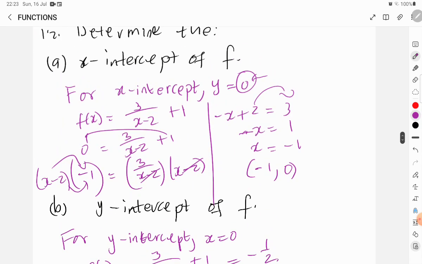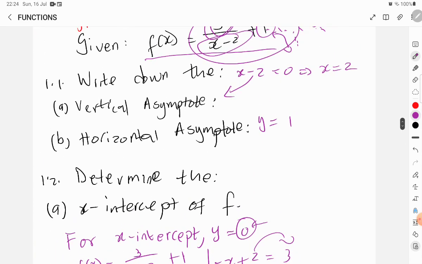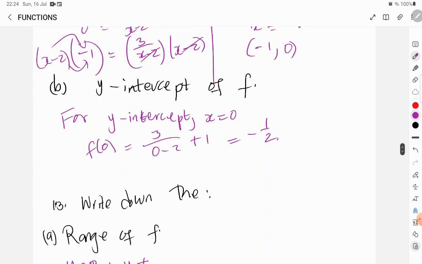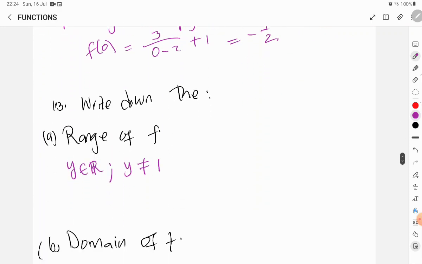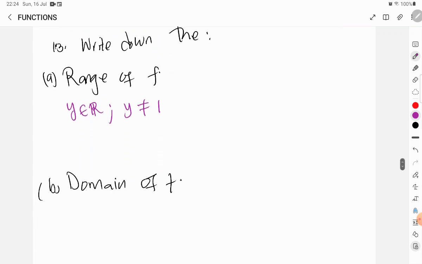You just take down your y asymptote as it is. You see, y is equal to 1. Here, say y is not equal to 1. You are done with finding the range.